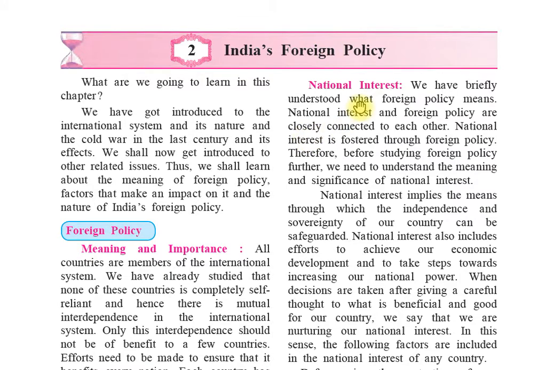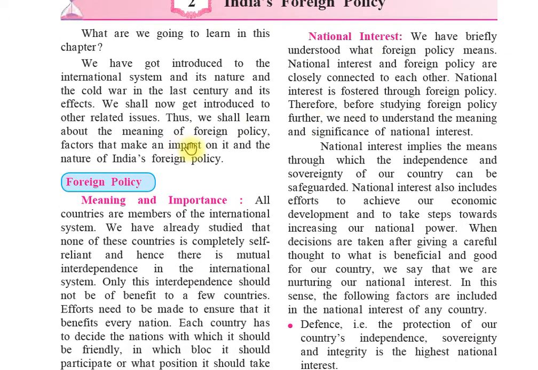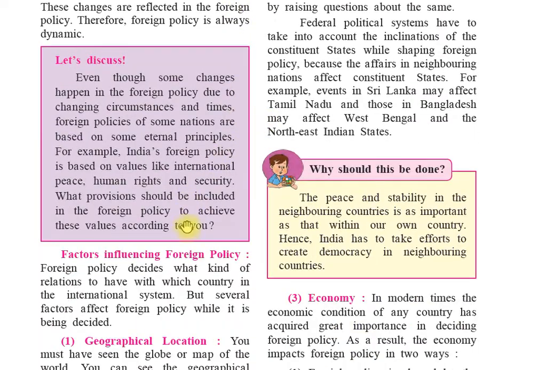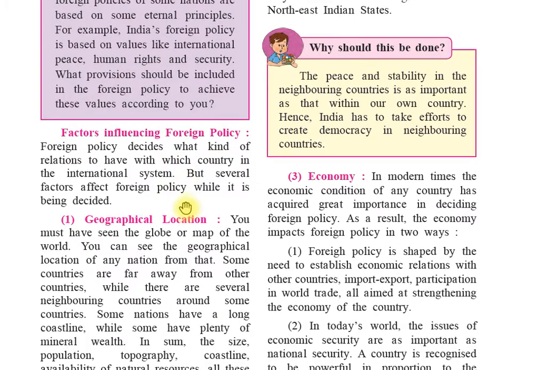National interest and foreign policy are closely connected to each other. National interest is fostered through foreign policy. The means through which the independence and sovereignty of our country can be safeguarded is called national interest. Then we saw the meaning of foreign policy and the meaning of national interest. Then we discussed factors influencing foreign policies.